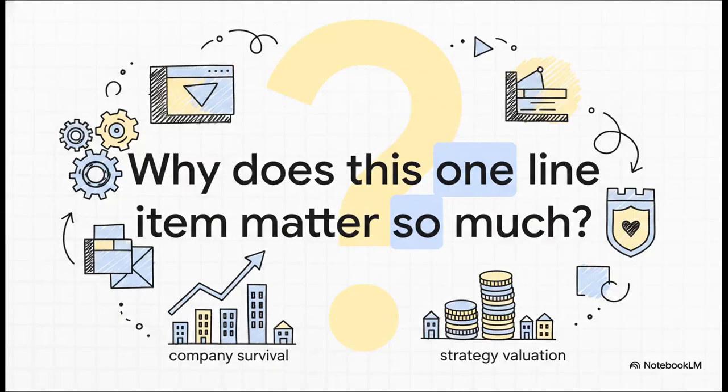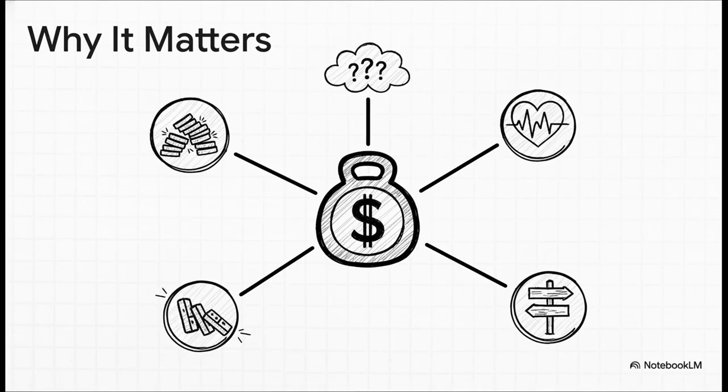Okay, so we've established that these pension liabilities are complicated, and they're built on a whole lot of uncertainty. But that leads us to the most important question you can ask as a decision maker. So what? Why does this one estimated number carry so much weight? Well, the answer is that this number has massive, real-world consequences for a company's strategy, its stock price, and sometimes its very survival.